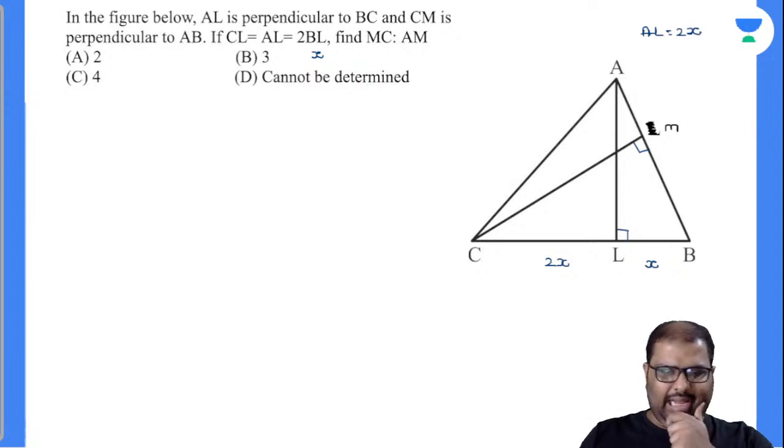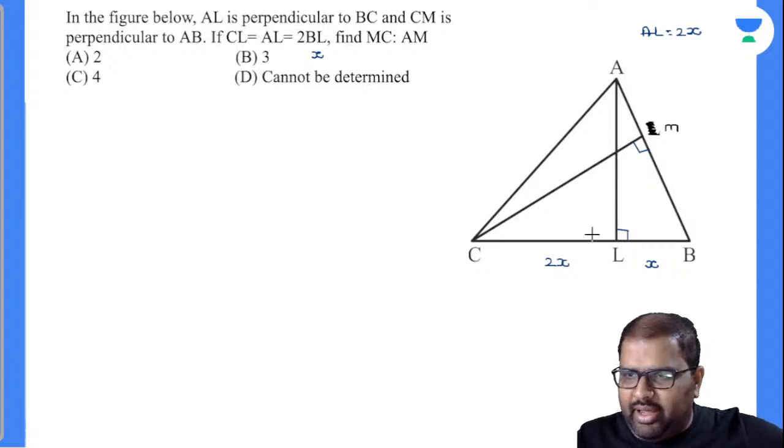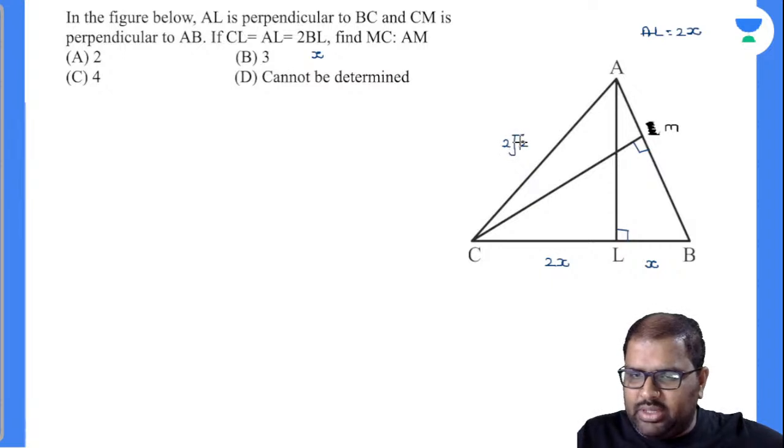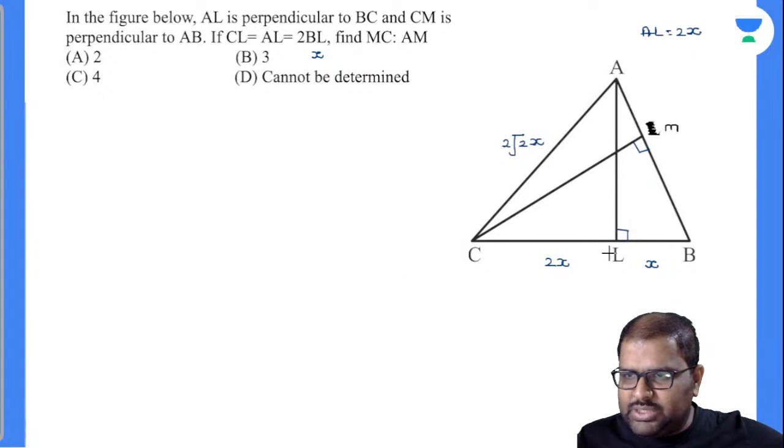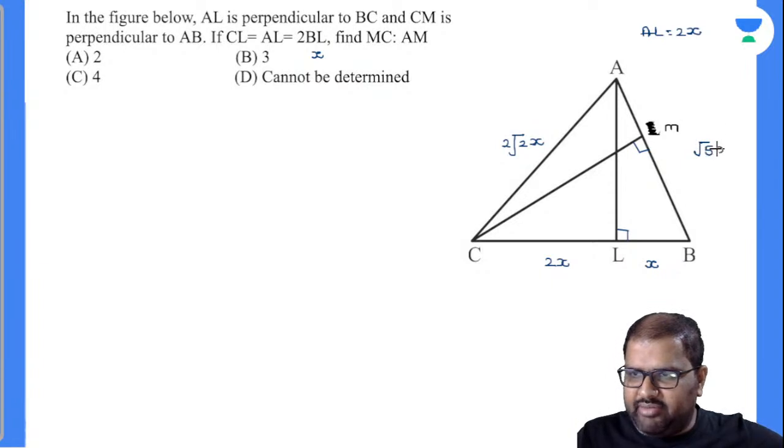Now I can write down one point here. I know AL value, I know CL value. Can I find out AC value by Pythagoras theorem? So this is 4x squared plus 4x squared, 8x squared, so AC will be 2 root 2x. By this I can find this value. Similarly, I can find this value. AL is 2x and this is x. 4x squared plus x squared is 5x squared, so my AB value is root 5x.